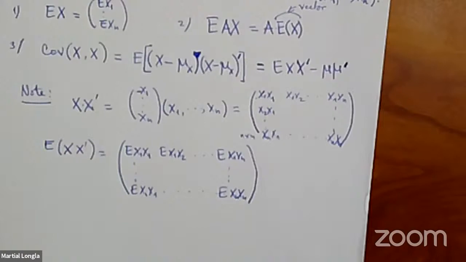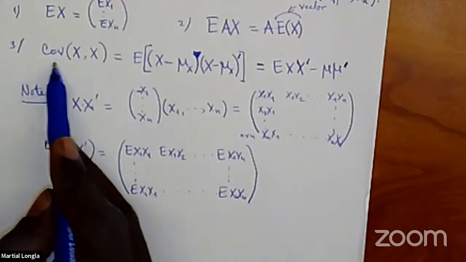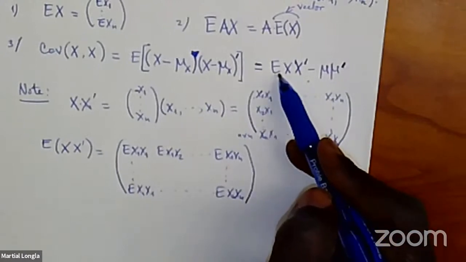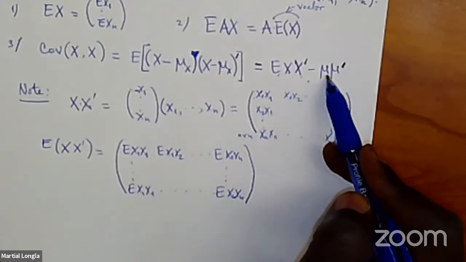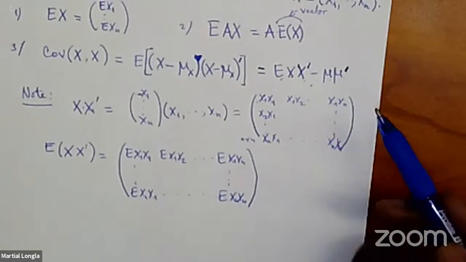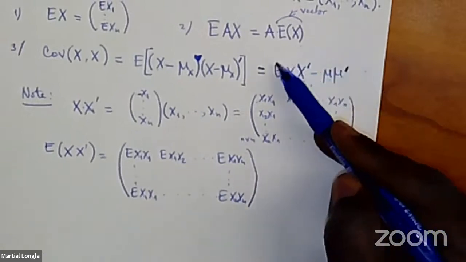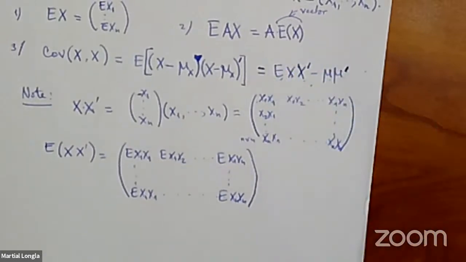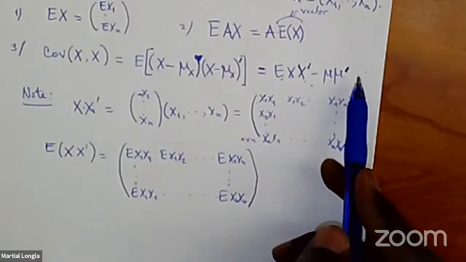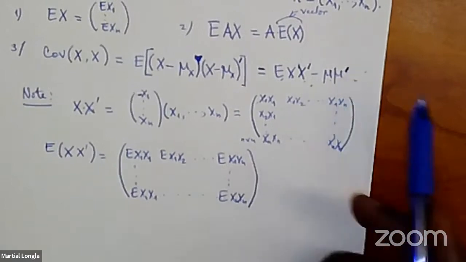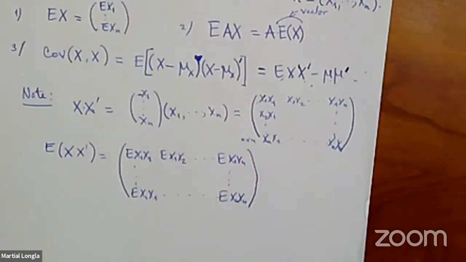So when you compute that, what you get in the end here, the expected value of X minus mu times X minus mu transpose, is actually a matrix. What you get out of here is not a number, it is an n by n matrix. That matrix is called the variance covariance matrix of the random vector X.